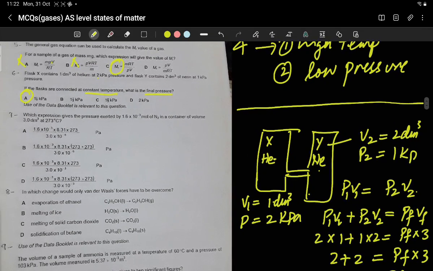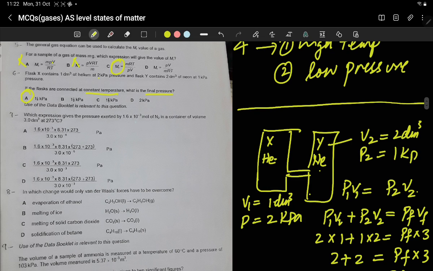Next question: which expression gives the pressure exerted by 1.6 × 10^-3 moles, this is the number of moles n, of nitrogen in a container of volume 3 dm³? 3 dm³ means 3 divided by 1000, or in other words this is equal to 3 × 10^-3.